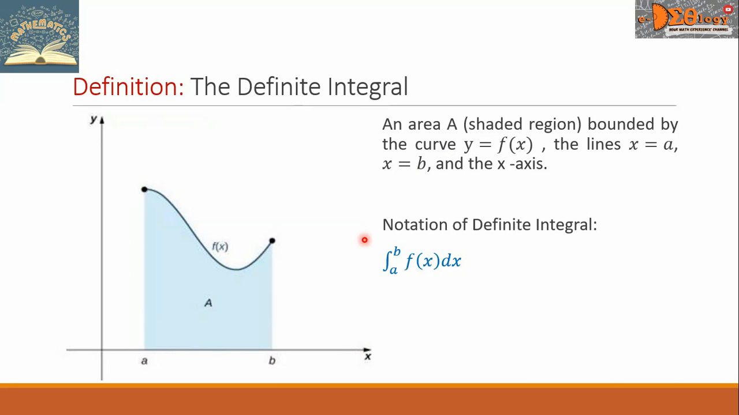Again, the notation of the definite integral is the integral from a to b of f(x) dx. Here, we see two small numbers on the integral sign. We call these the limits of integration, the a and the b. Specifically, a is the lower limit, while b is the upper limit.